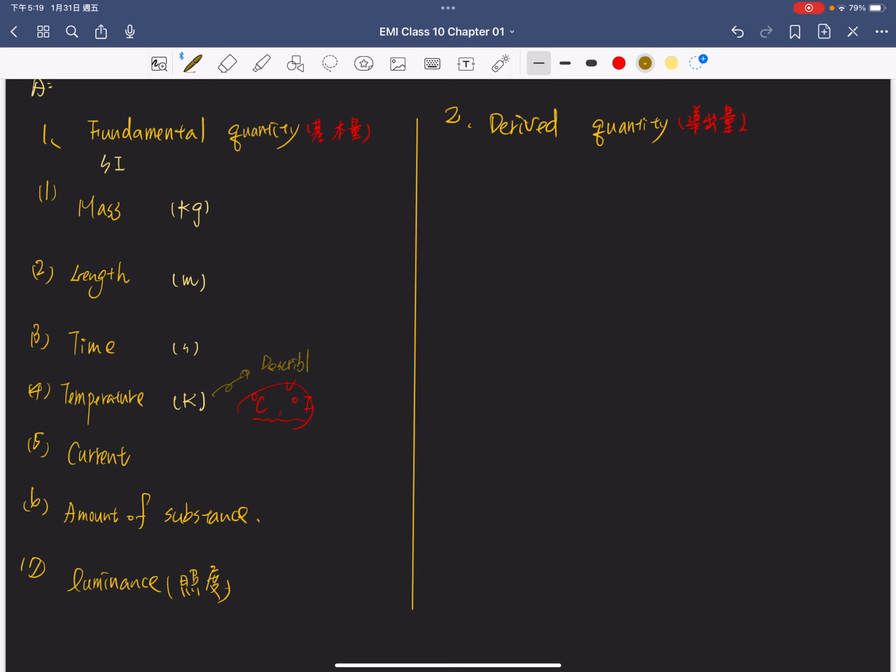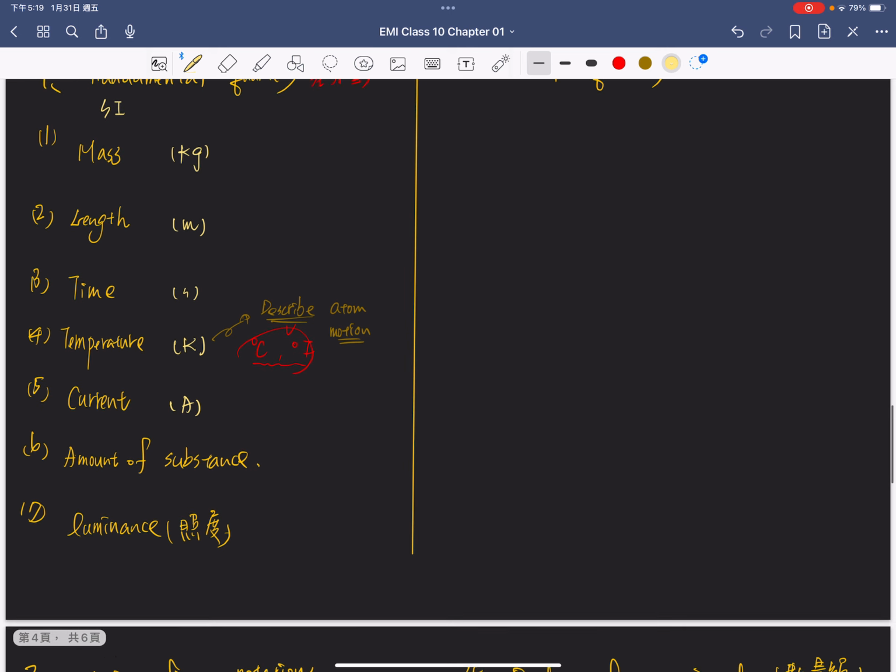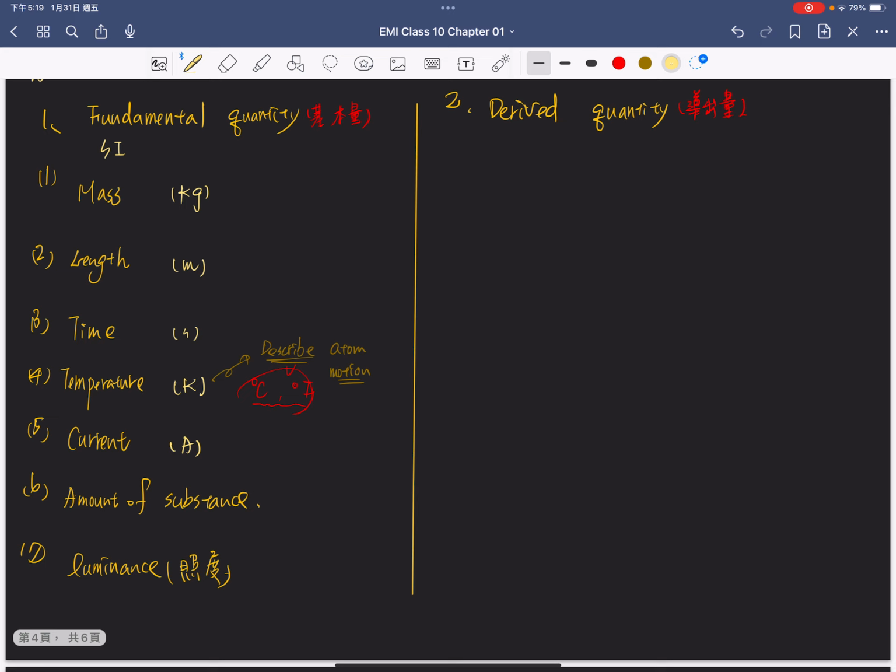If you want to describe atoms or molecules and their motions, you will find the kelvin great for understanding this. The fifth is current, and the common unit is the ampere, which means the charge per second. The sixth is the amount of substance, measured in moles.